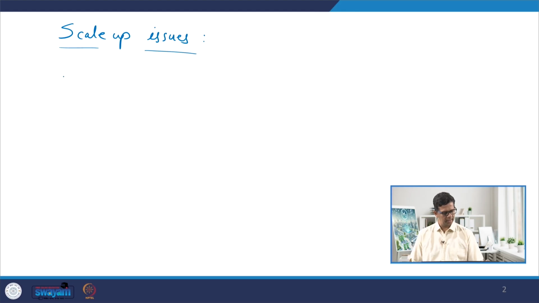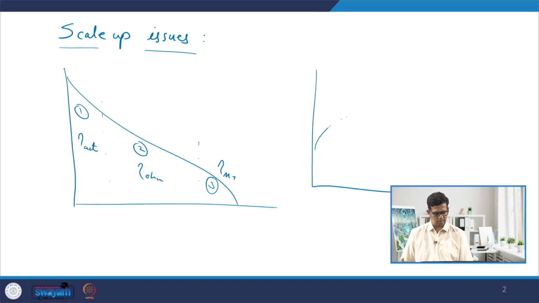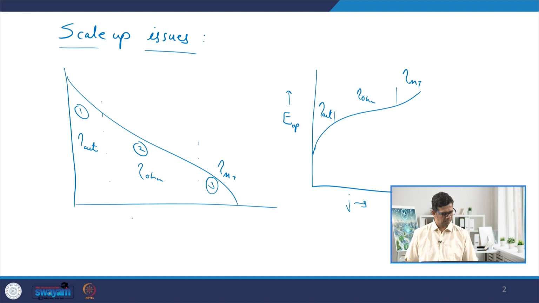So far, in case of a fuel cell, we have typically seen three losses. There is activation overpotential, then we have seen ohmic as well as mass transport. The same thing is also applicable in the case of an electrolyzer. We have activation overpotential, ohmic and mass transport. This is E operating, this is J, and this is E OCV.